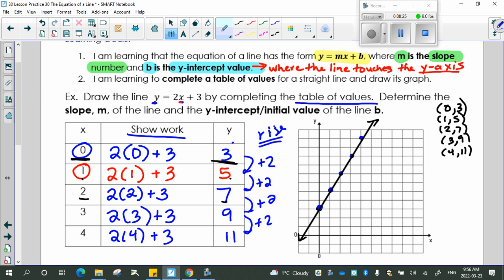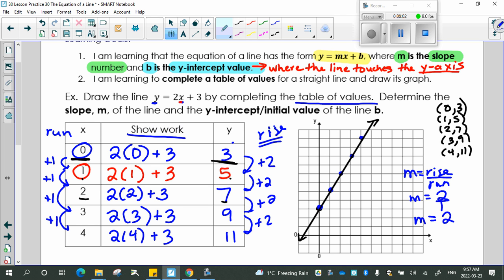Now, Charlie was talking about knowing what this one was going to be because the rise was 2, and the run is always 1 in this case. So if I asked you based on yesterday to calculate the slope, how could you calculate the slope from the table, now that we know the rise and the run? And then that just is 2.